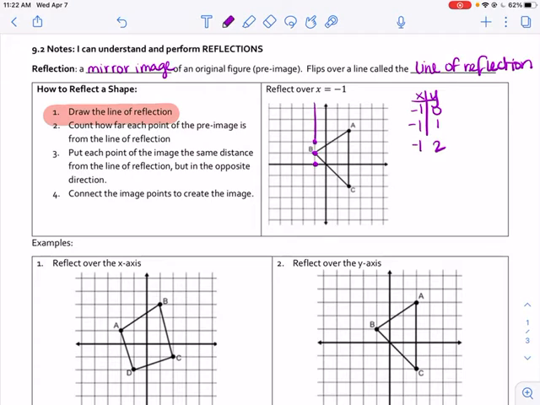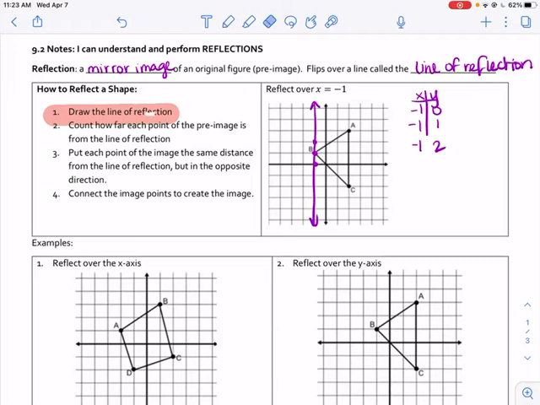You can also just remember that if it's y equals a number, it will be horizontal, and if it's x equals a number, then that line will be vertical. So I've drawn my x equals -1 line, and this is going to be the line that this triangle ABC will flip over.